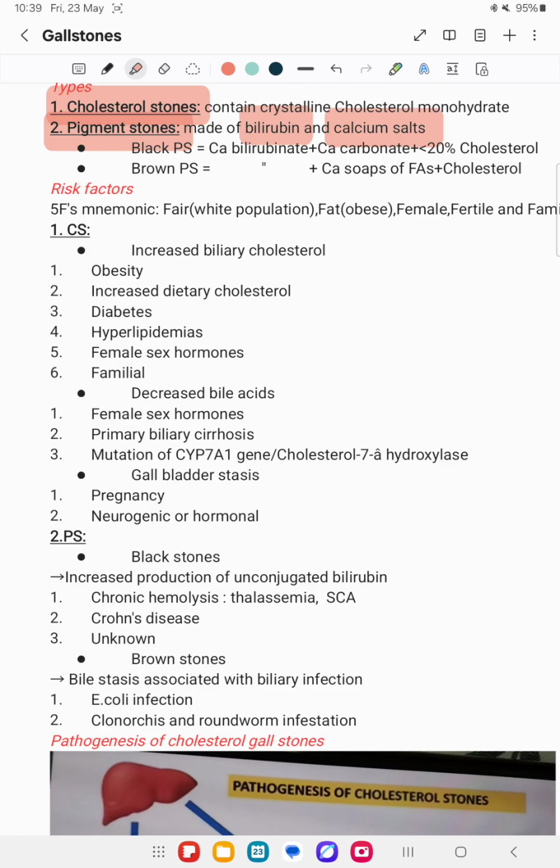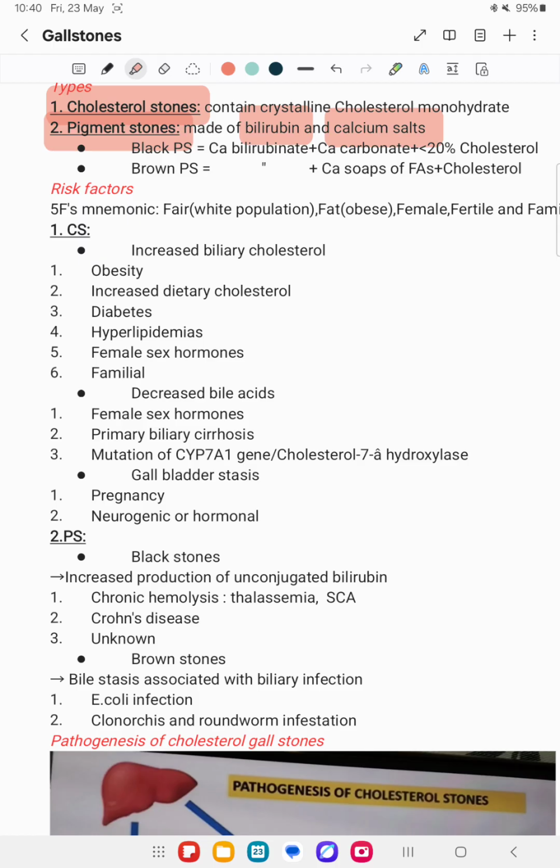Okay, simple. Increased biliary cholesterol: if biliary cholesterol is more, there will be more cholesterol stones. Decreased bile acids: if bile acids are less, the cholesterol is not able to be metabolized, so there will be increased formation of cholesterol stones. Third is gallbladder stenosis. We all know if there is stenosis, there is no flow of something, so the contents tend to come together and form a solid mass. So if there is gallbladder stenosis, it will lead to increased formation of cholesterol stones.